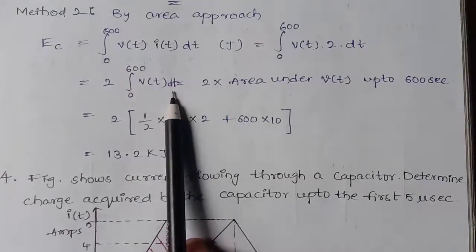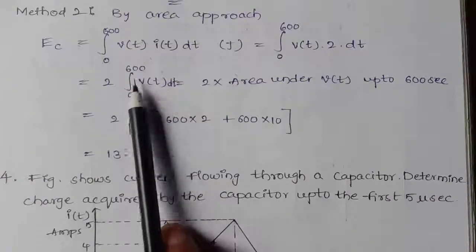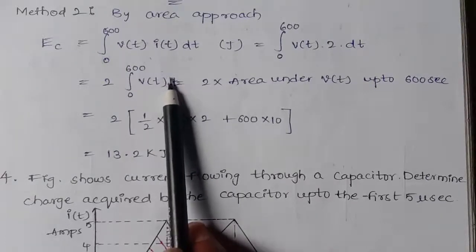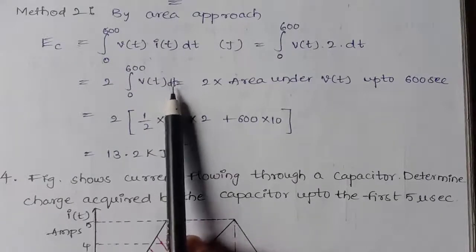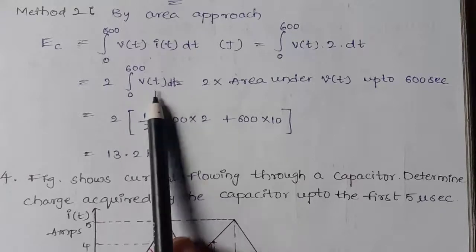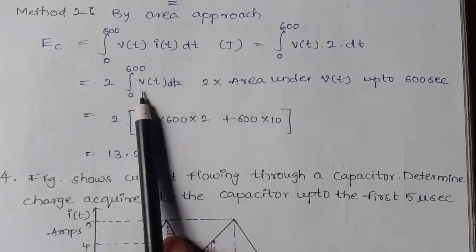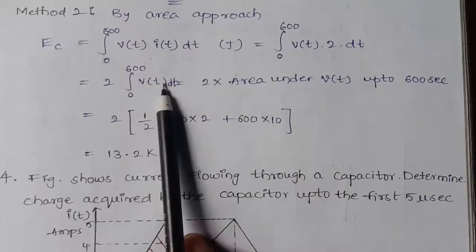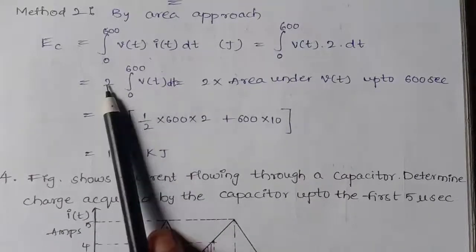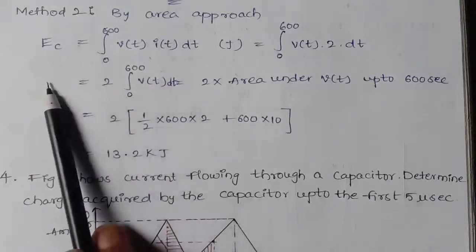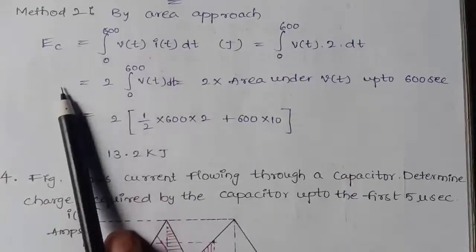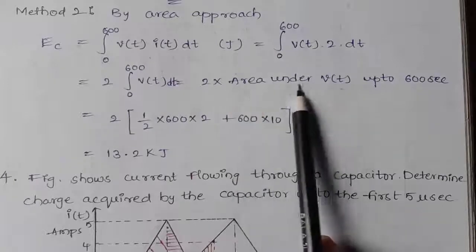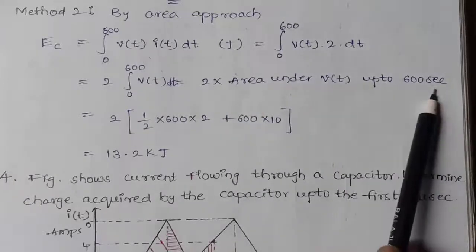of v of t dt. In any kind of integration, it gives the area under the curve. That means we need to find the area under the v of t curve and multiply it by this 2. We will get our required answer, that is our required energy, which is nothing but 2 into the area under v of t up to 600 seconds.